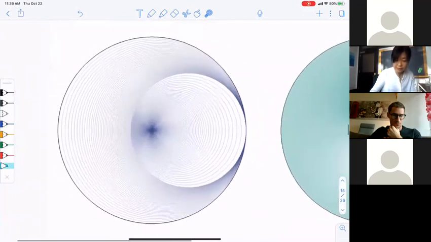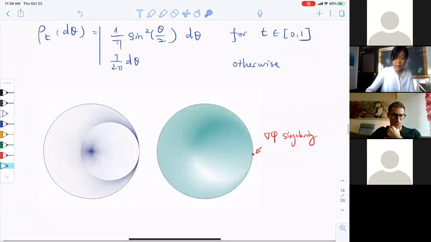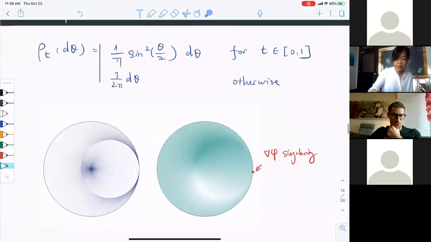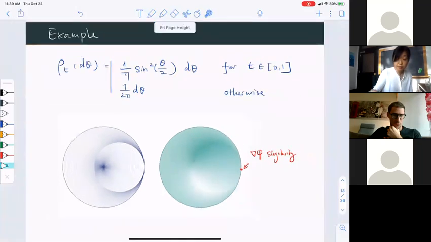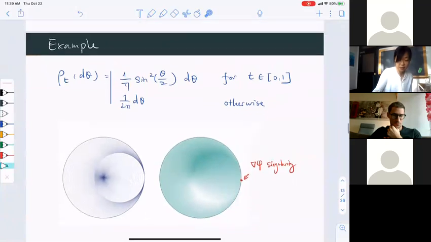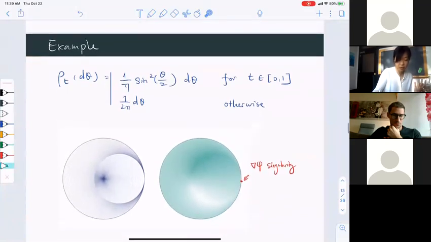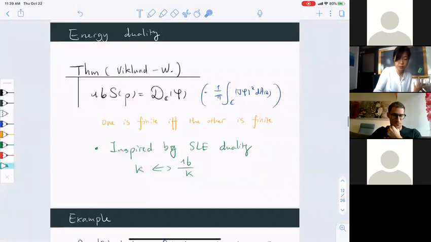And zooming into it. On the right-hand side is plotted the winding function value of phi. And here, these colors are more or less zero. And these are negative values. These are positive values. And one can check directly that also this energy duality holds. This is what we call energy duality.